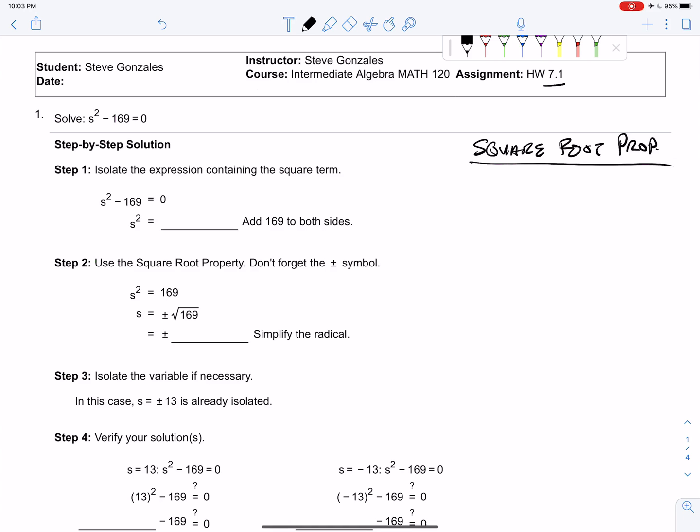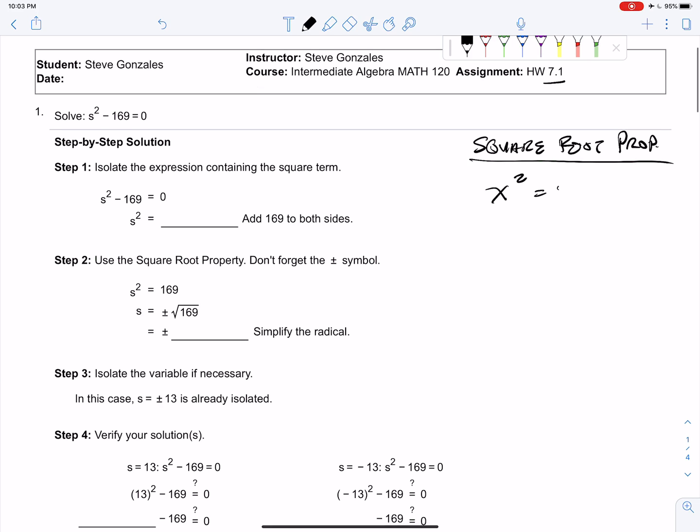So the square root property basically says that if you have, let's say, x squared equals, I'll just keep it easy, 25, we're going to go ahead and square root. The square root property says you could square root both sides of the equation, but when you do that, there's going to be more than one solution.